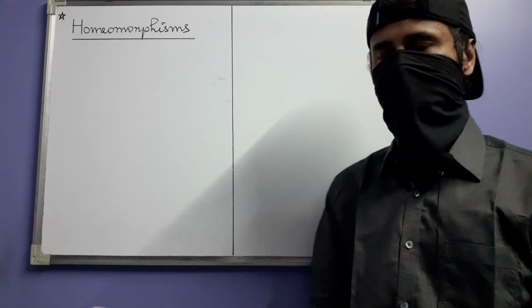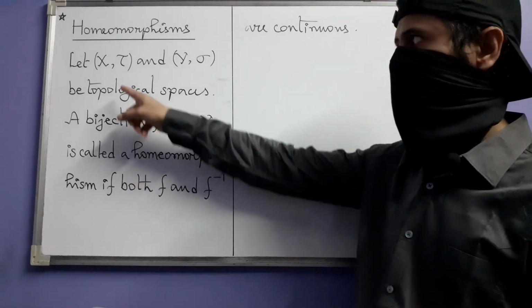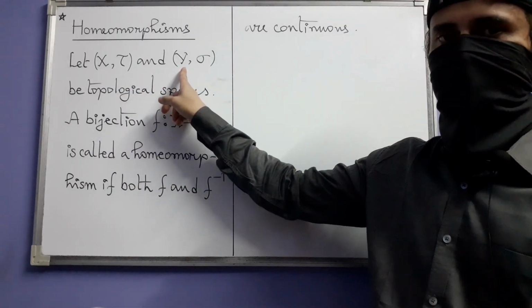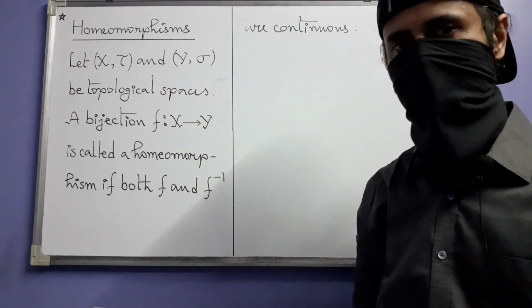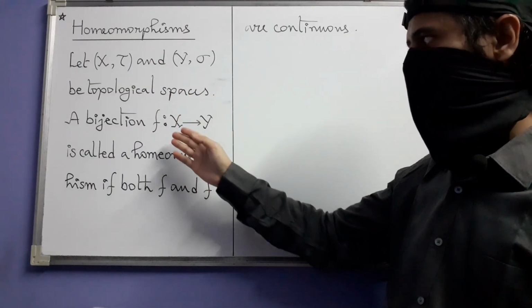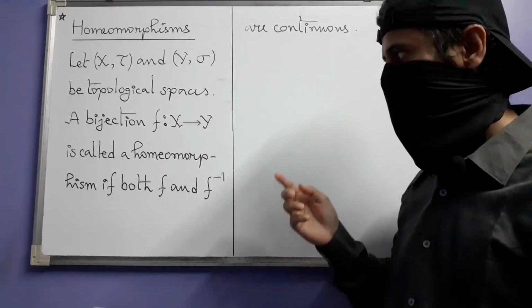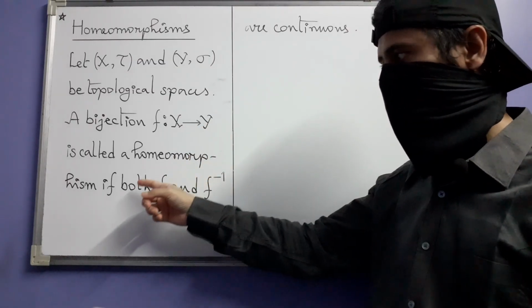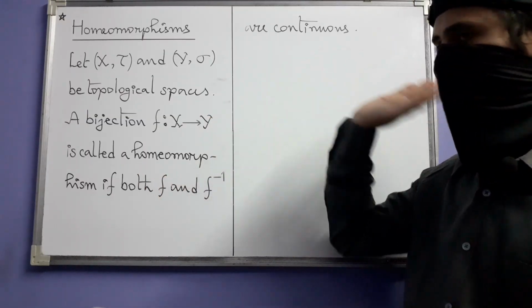Our next topic is homeomorphisms. Consider two topological spaces X and Y. Say X has the topology tau on it and sigma is the topology on Y. And then you consider a bijection f from X into Y, a bijective function. Such a bijection will be called a homeomorphism if both it and its inverse are continuous.